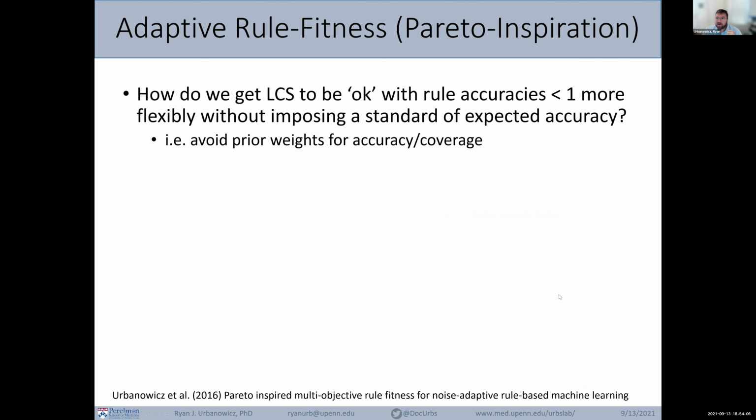We'd also done some work to basically ask, well, in noisy problems, we don't always want to just focus on accuracy, right? We want there to be a balance between accuracy and rule coverage. This was a way to kind of get at the fact that the ideal rules that we discover aren't always 100% accurate because they're going to be overfit most of the time, which is a common problem in machine learning.